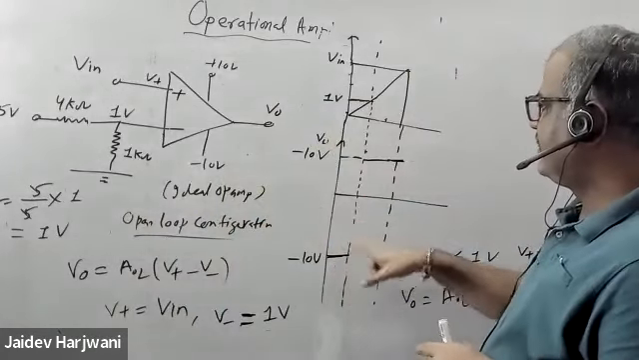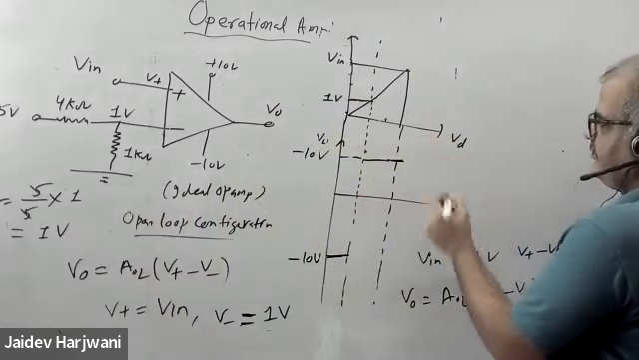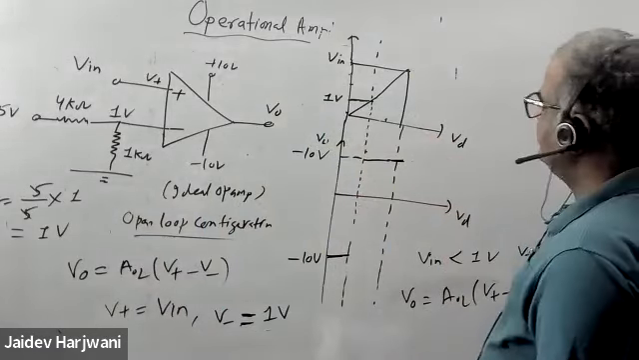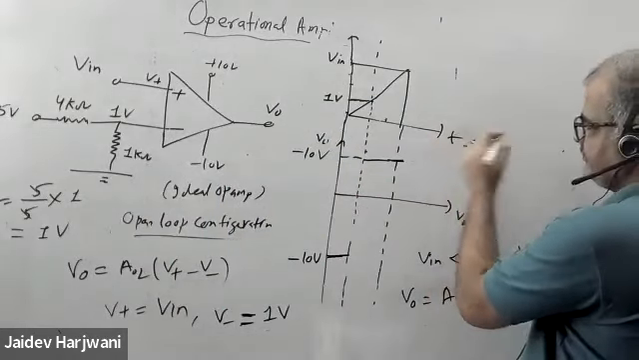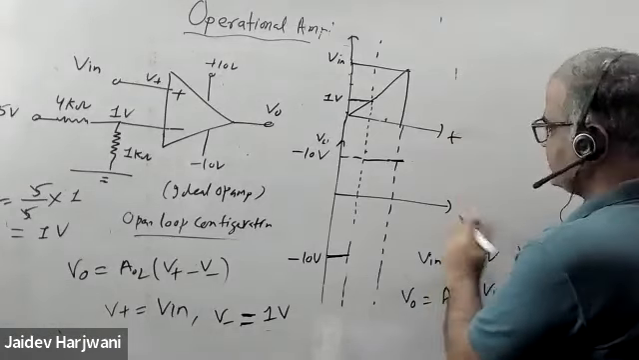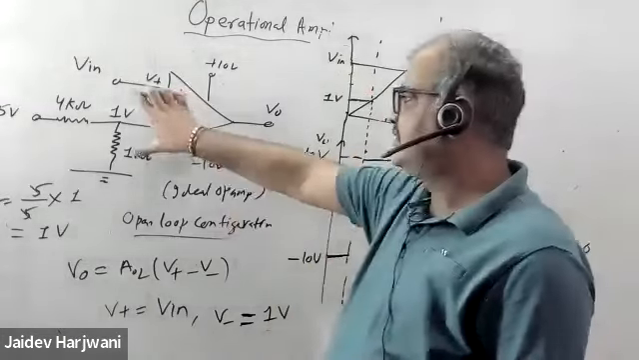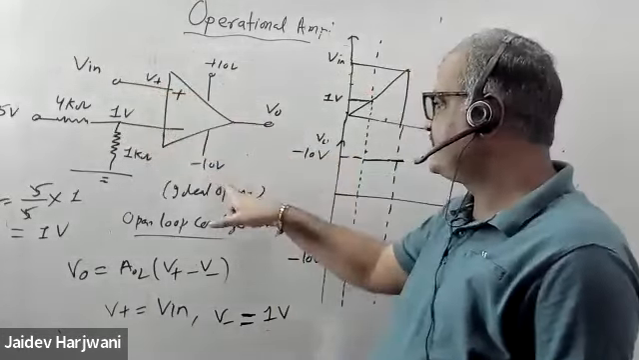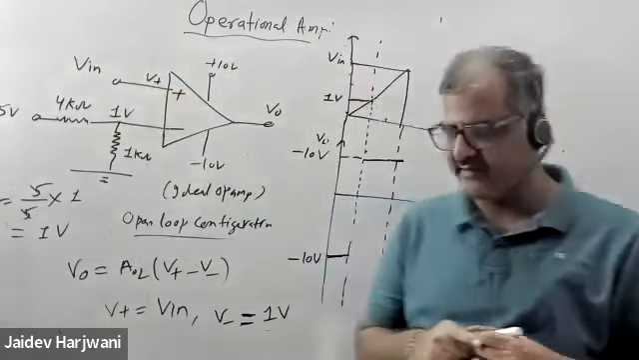Whenever the difference, this is the difference, this is time t. Whenever the difference of V plus minus V minus is negative, it will saturate to minus VCC, and when positive it will saturate to plus VCC. Clear or not, Kanchan?